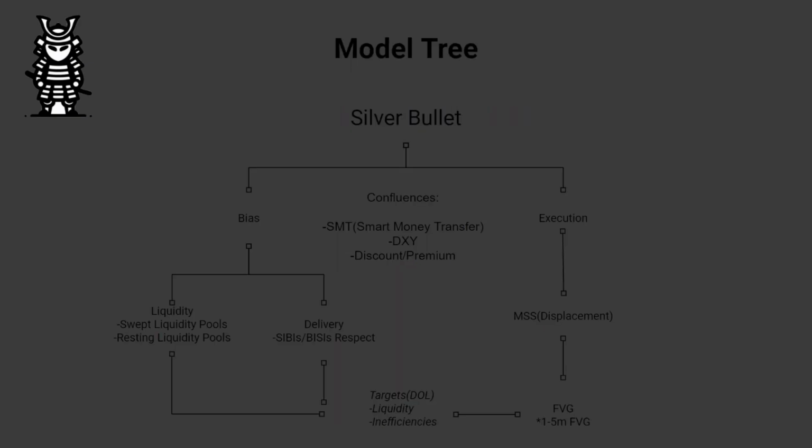First, we will be going over our model tree. The Silver Bullet is simply based off of a bias, and we will use a fair value gap in order to execute to target our draw on liquidity. So on the left, we have bias. First, we will see what liquidity pools we have swept and what resting liquidity pools still remain. We will also use delivery, which is SIBIs and BISIs, respect, and seeing how we react off of those levels. And we will target liquidity or inefficiencies.